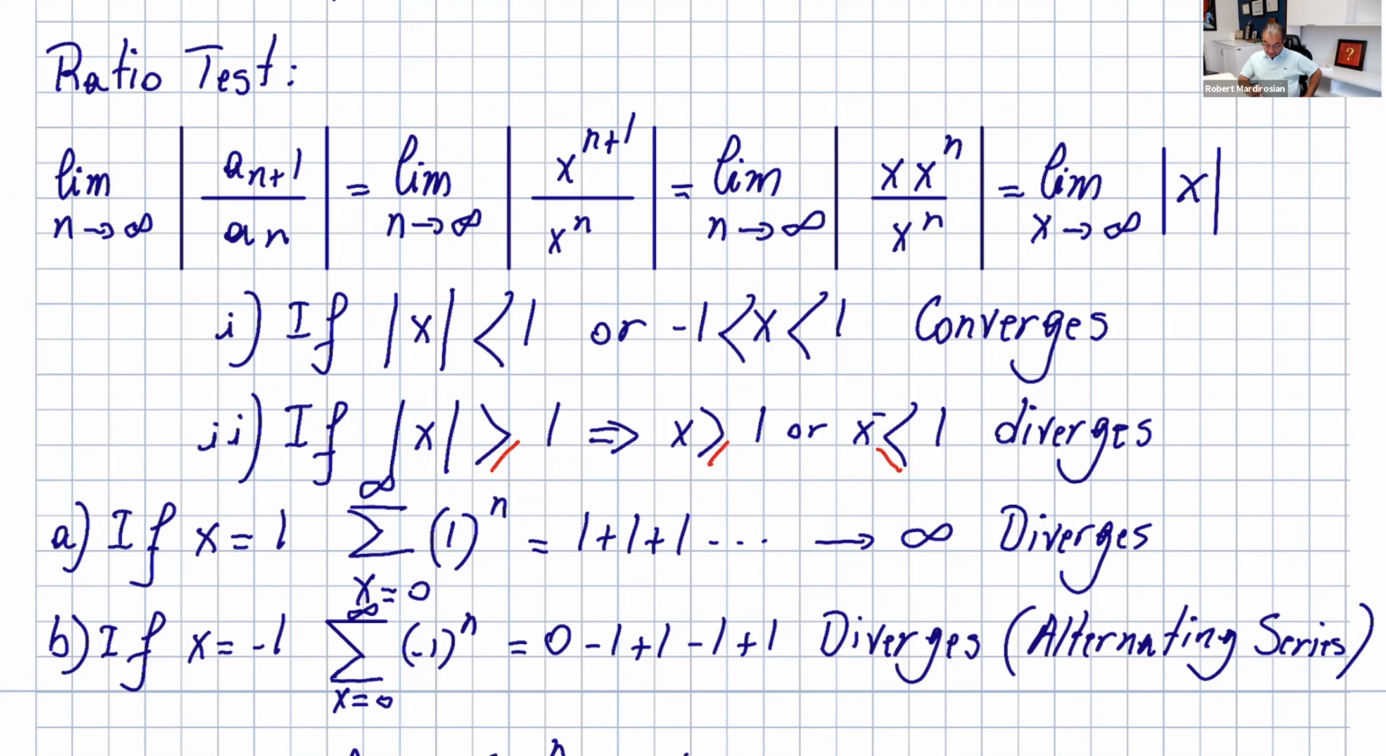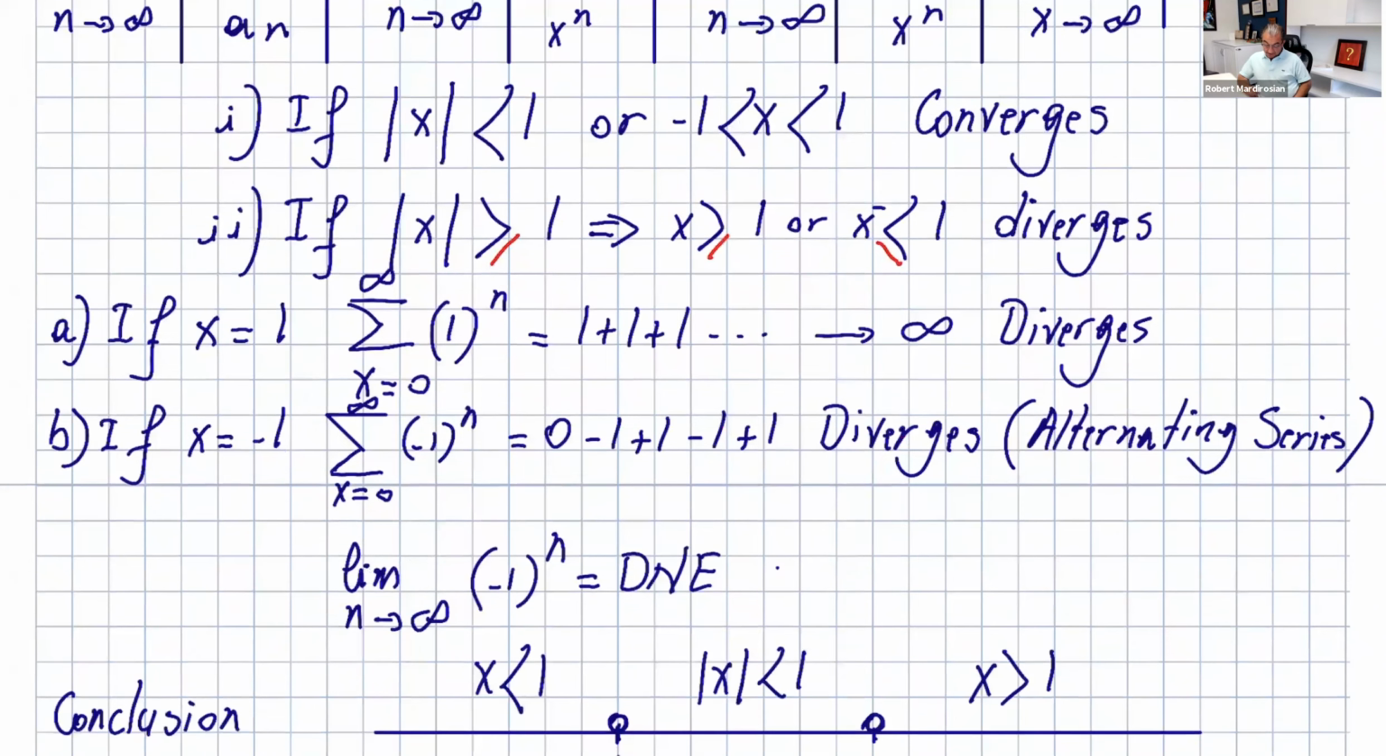If you substitute x equals 1, you get 1 to the power of n, and that's 1 plus 1 plus 1 to infinity, so it diverges. And if you put -1, then you're going to get an alternating series, the limit as n approaches infinity of -1 to the power of n, which does not exist, so this is basically divergent.